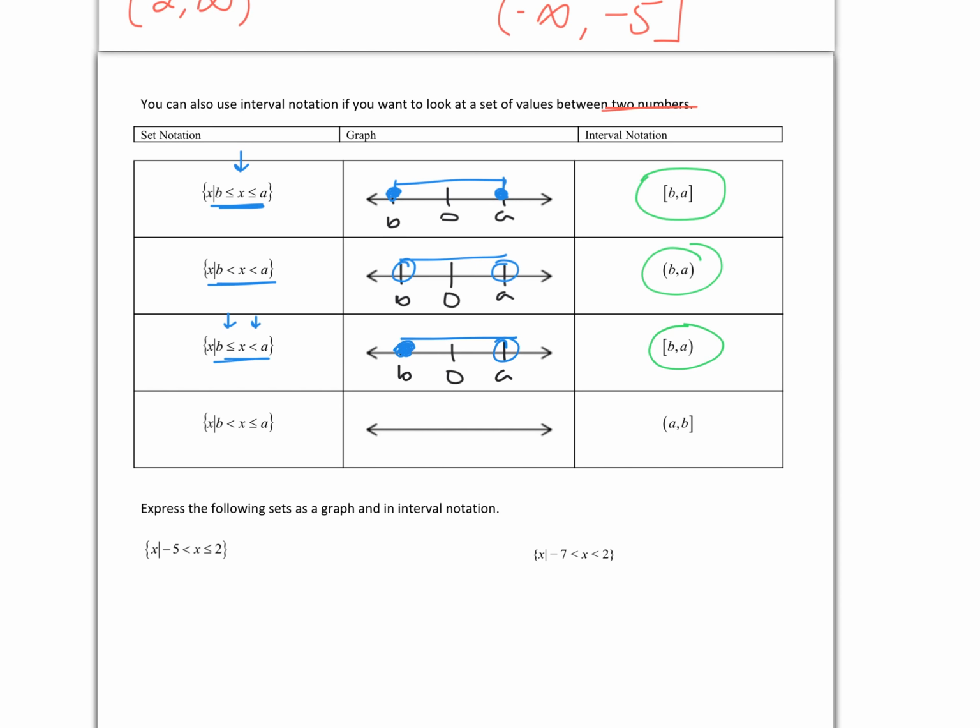Last one, other way around. 0, A, and there's B. A is closed this time. B is the smallest one. It's open. Anything in between, just flipped with the parenthesis and the bracket in the interval notation.